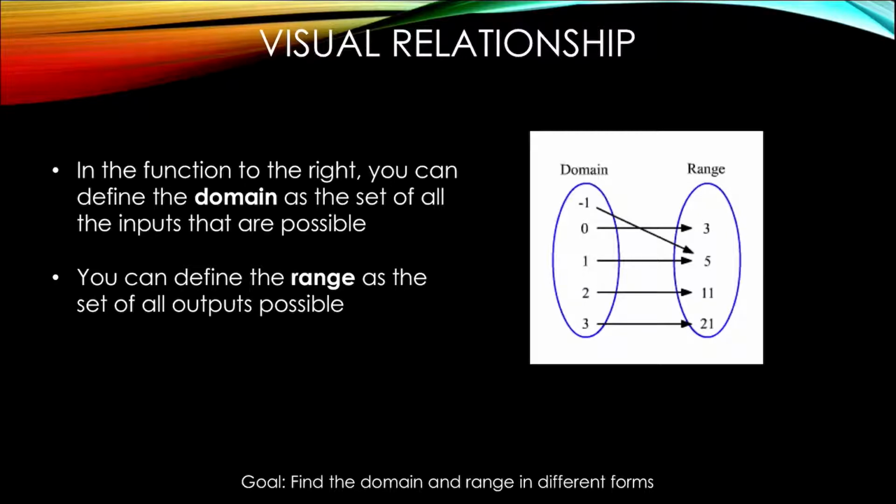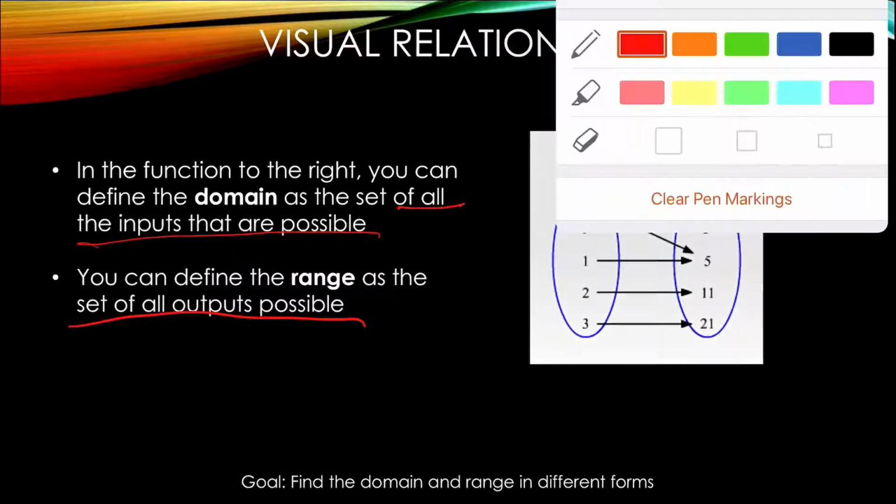the set of all the inputs that are possible. And you can define the range as the set of all the outputs that are possible. So first of all, I can see domain is my inputs, where the range is my outputs. First of all, I know this is a function because each input only has one output. If I had multiple arrows going from this, that is where I would not have a function.